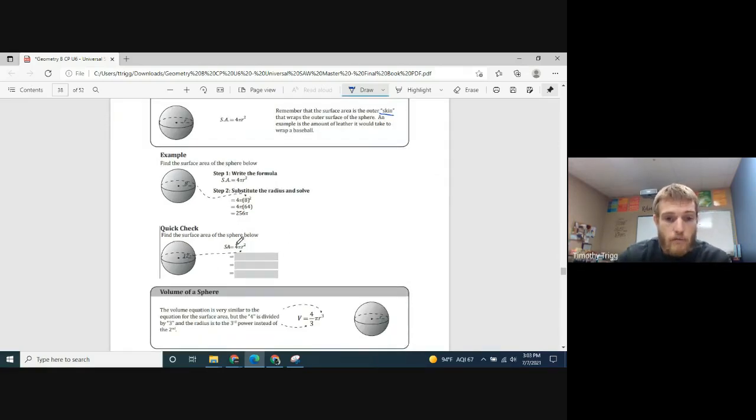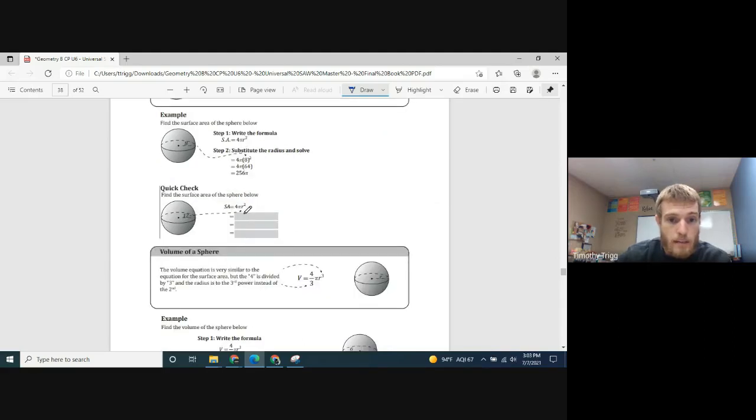So how do we find the surface area? 4 pi r squared. So in our case, for this sphere, that's 4 pi times r squared. So the r in our case is 12. So that's going to be times 12 squared. So that's 4 times pi. 12 squared, that means 12 times 12, that's 144. Let's go ahead and multiply that together. 4 times 144 gives me 576 pi. And that's how you find the surface area of a sphere.